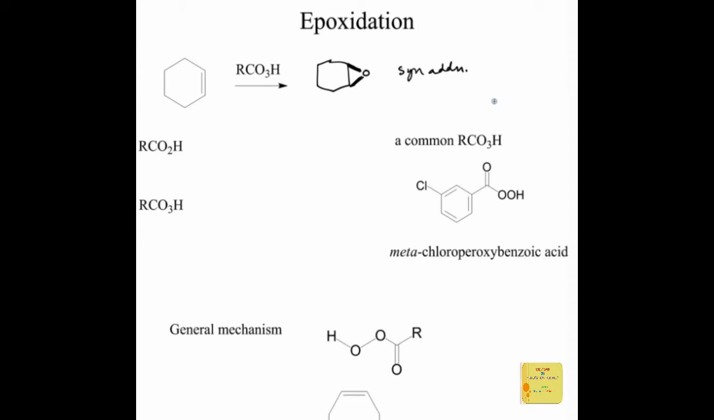Now, I've drawn both of those bonds as wedges. I added the oxygen from the top face. What if I added it from the bottom face? Is that another product? Do I say plus enantiomer here? Would it be a unique product if I drew both of those bonds as dashes? Or would it be just the same thing flipped over?